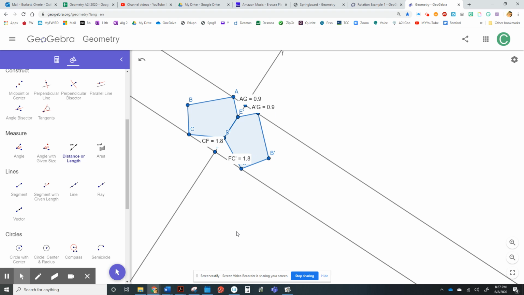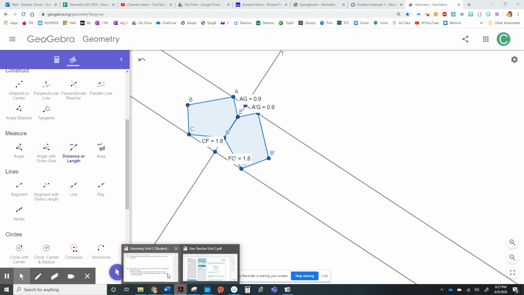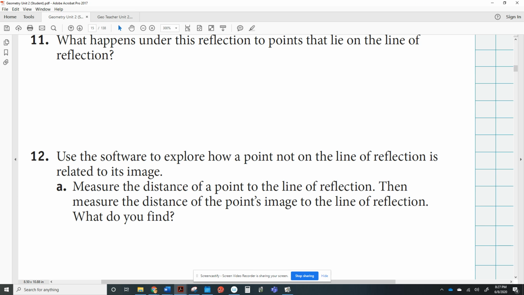So what were we supposed to discover? And you could do the same thing right here for B. What were we supposed to discover or investigate? It says measure the distance of a point to the line of reflection. Then measure the distance of the point's image to the line of reflection. What do we find? They're always equal.